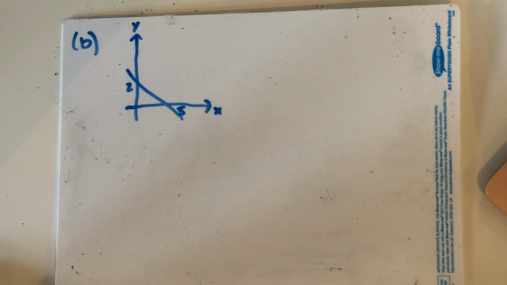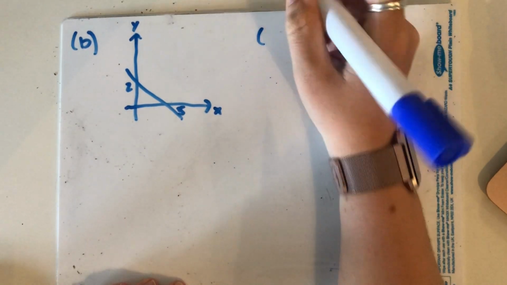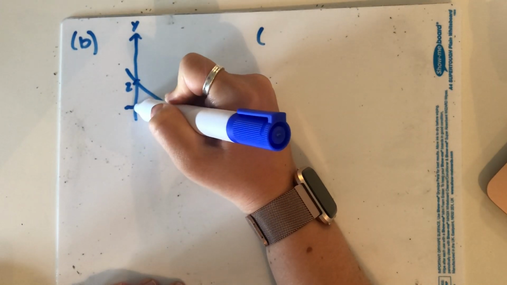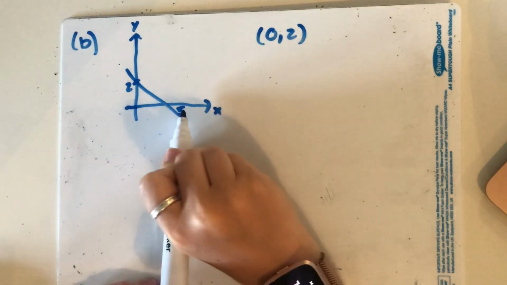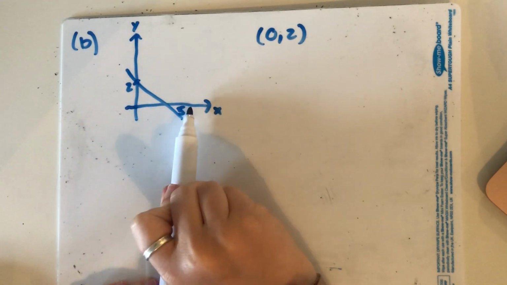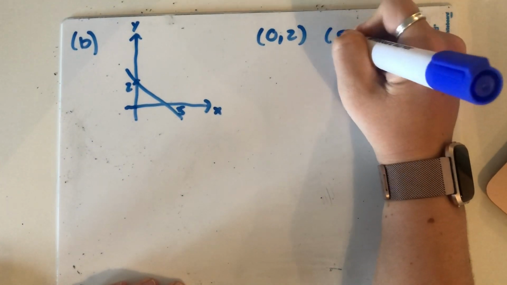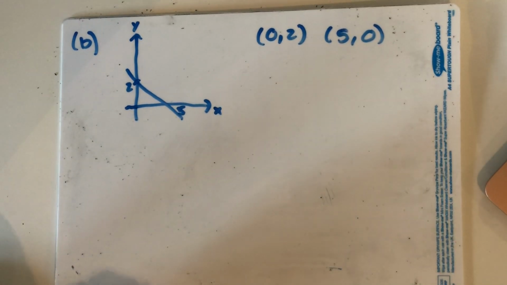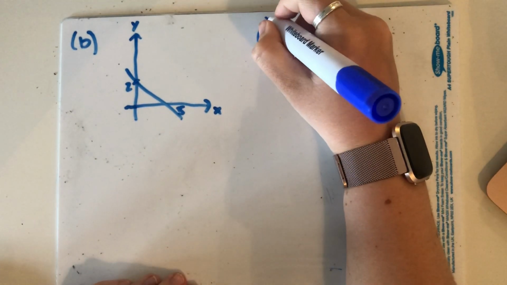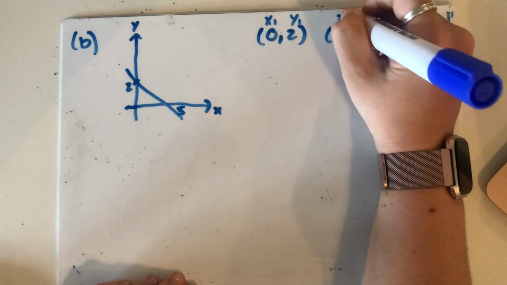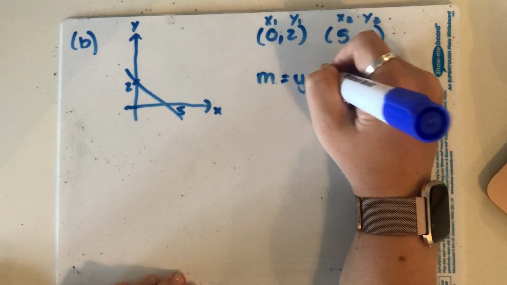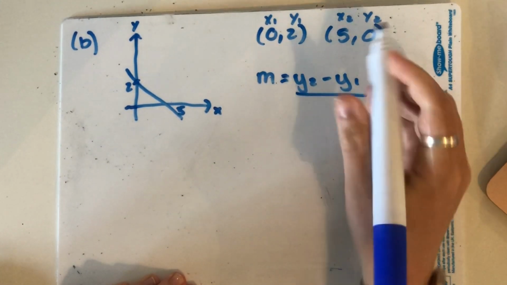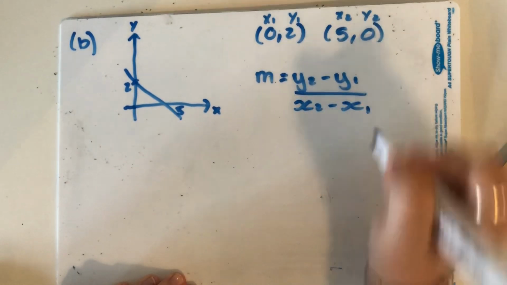So we need these as coordinates rather than just individual numbers. As coordinates, we know that this point here is 0 along and 2 up, so that's the point (0, 2). And on the x-axis, we know that's 5 along and 0 up, so your coordinate will be (5, 0). Again, label them x1, y1, x2, y2. Write down your equation to work out the gradient: m is equal to y2 minus y1 over x2 minus x1.